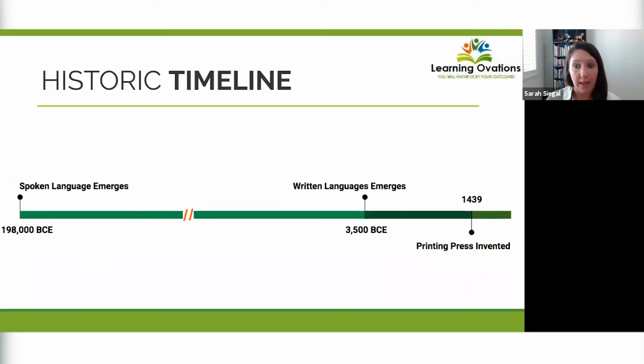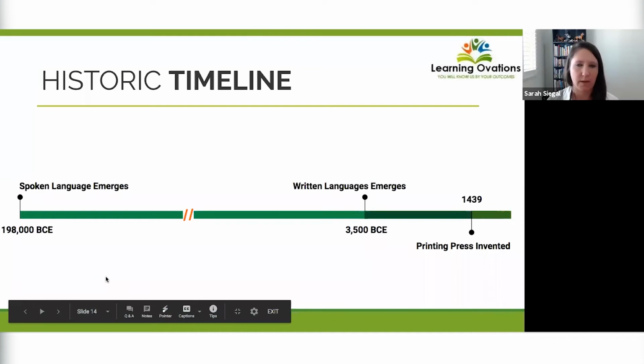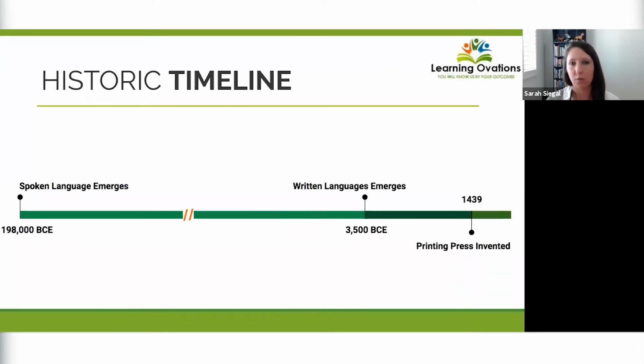However, written language really took much, much longer to emerge. It actually wasn't until the printing press was invented in 1439 that written language was available to the public. So thinking about it from a historical perspective, understanding verbal communication and learning to read have had a much different impact based on this timeline.